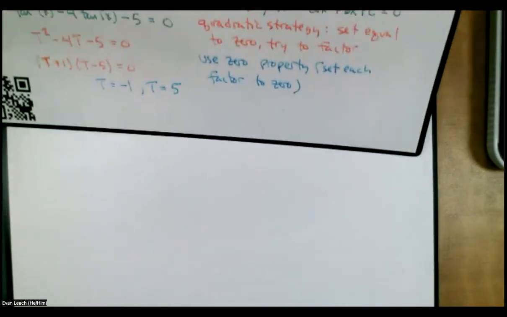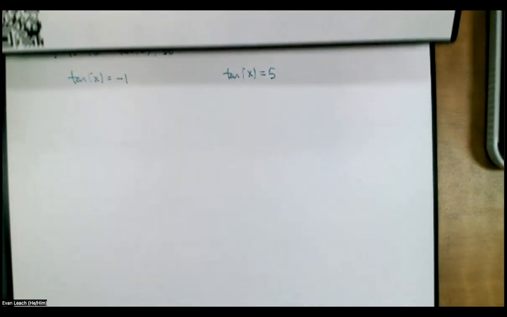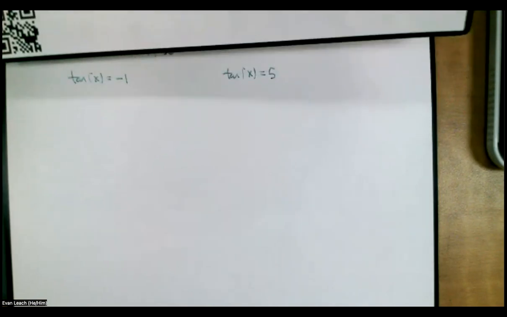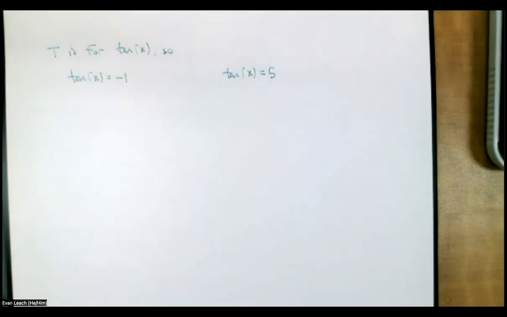So if t is -1, I'm trying to solve tangent of x equals -1. And if t is equal to 5, I'm trying to solve tangent of x equals 5. I want to solve for the x between 0 and 360. That tells me that this problem is to be done in degrees.